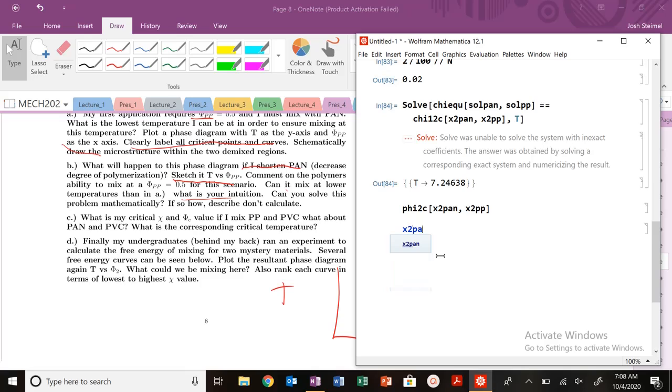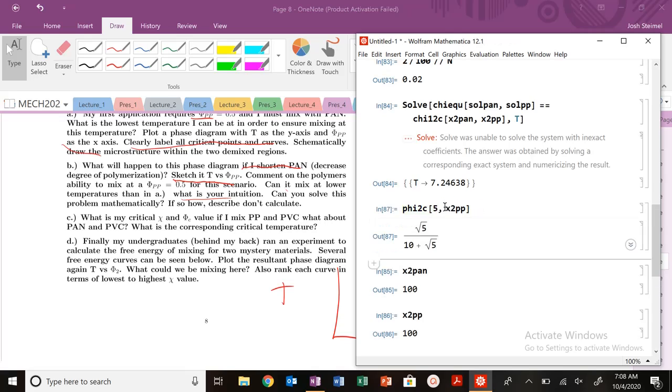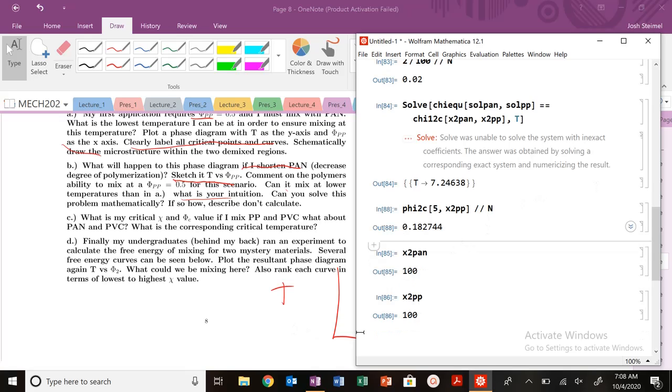So I know that my x2 for PAN and my x2 for PP are both 100, just like I said previously. So we are going to shorten PAN. If I shorten my PAN to, let's say, 5, what is this value? How is it going to change? It's shifting to the left, right? To lower values of my phi PP. So my critical value is shifting further and further to the left there. So let's also see what happens to our chi 1,2 c if I do x1 of 5 and x2 of 100 for PP. Let me get a new.